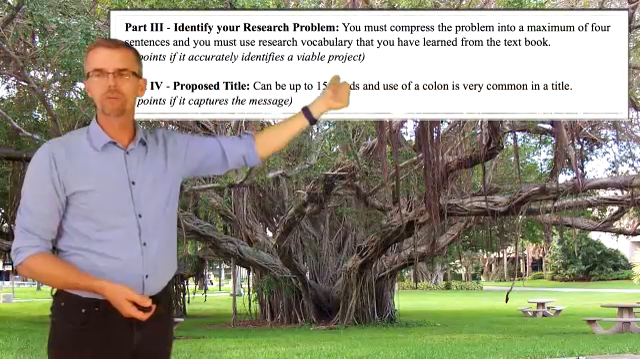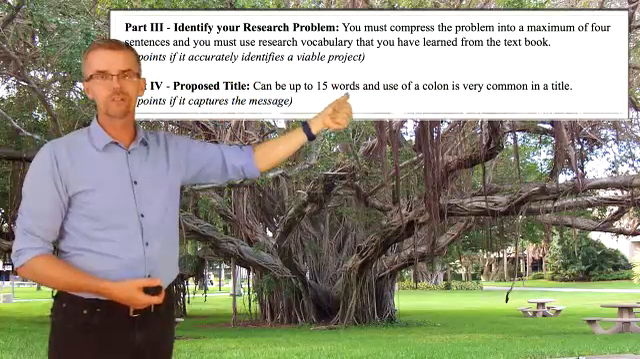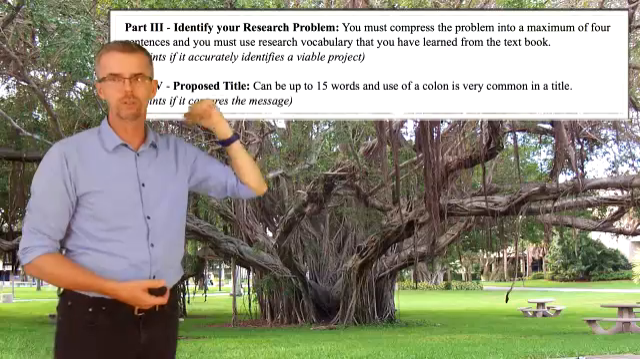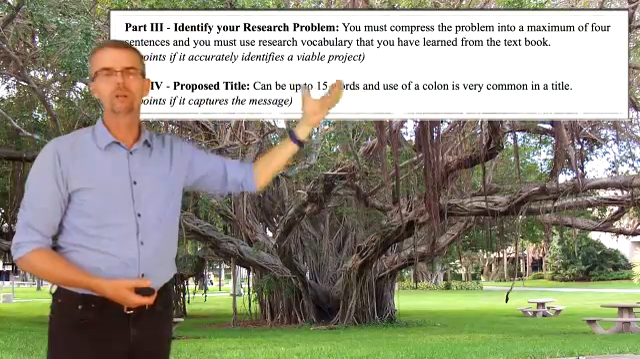Part number 3. Identify your research problem. You must compress the problem into a maximum of 4 sentences, and you must use research vocabulary that you have learned from the textbook. You get 4 points for this if you identify your research problem really well with research vocabulary.